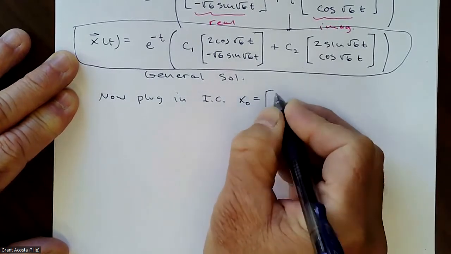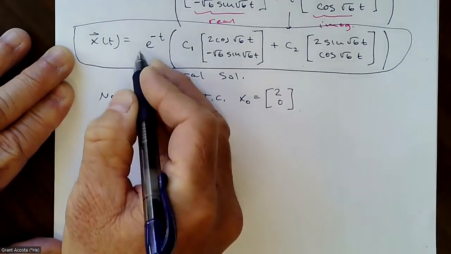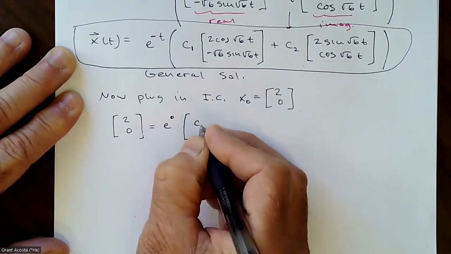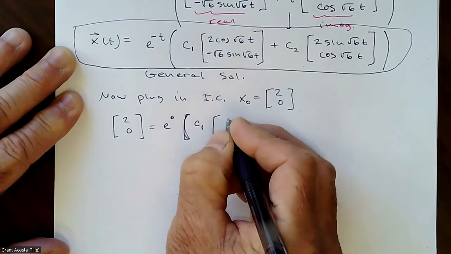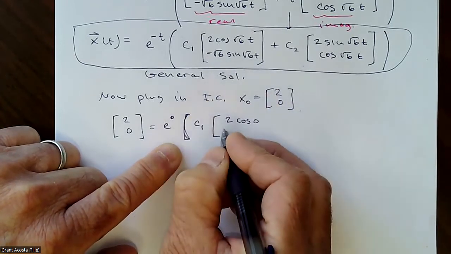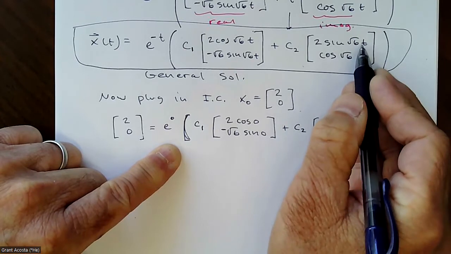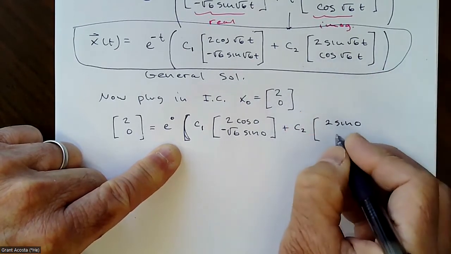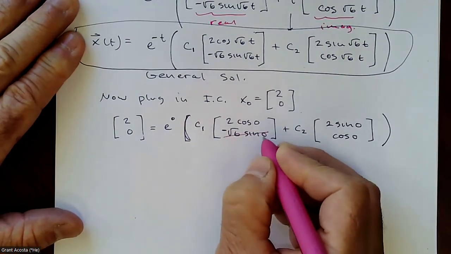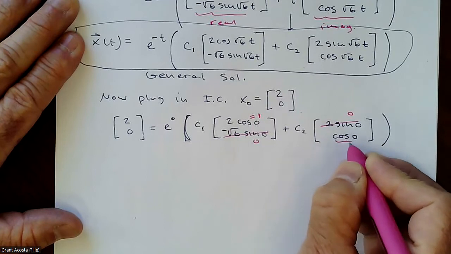We were told that x of 0 was equal to the vector 2, 0. So what that means is 2, 0 is what I get if I plug in 0 for t to all of this mess. e to the 0, c1 (let's make that parentheses), 2 times the cosine of root 6 times 0, so that's just the cosine of 0, negative root 6 times the sine of 0, plus c2 times 2 times the sine of 0, and the cosine of 0. Now, of course, the sine of 0 is 0, so this term is 0, this term is 0. The cosine of 0 is equal to 1, so this equals 1, and this equals 1.